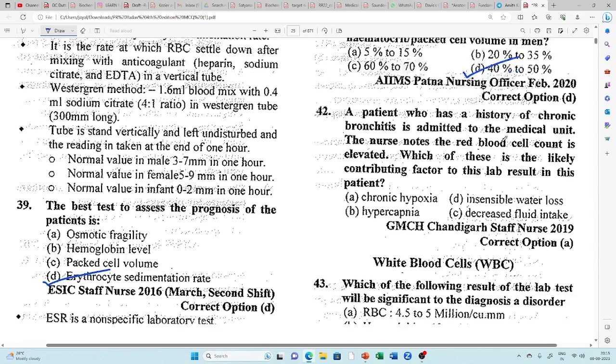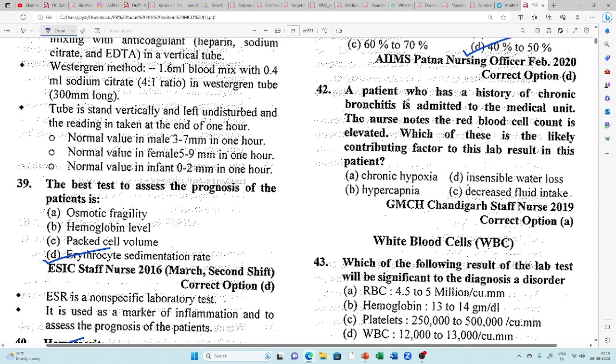A patient who has a history of chronic bronchitis is admitted to the medical unit. The nurse notes the red blood cell count is elevated. Which of these is the likely contributing factor to this lab result in this patient? What is the condition contributing to the elevation of RBC? The correct option is chronic hypoxia. Because of chronic hypoxia, or the lack of oxygen, it leads to increased production of red blood cells.